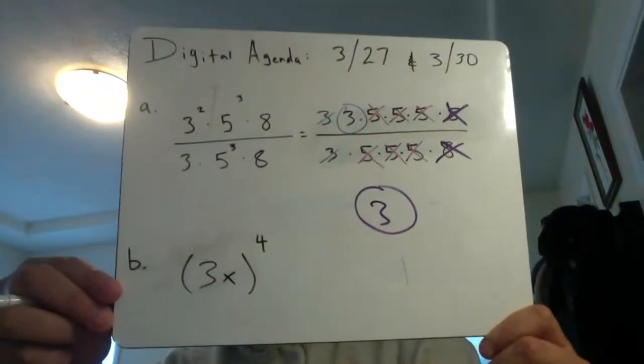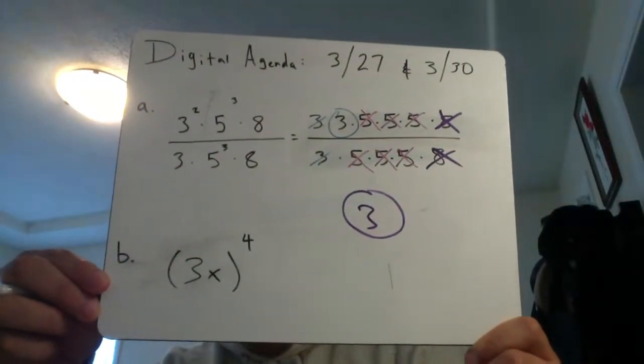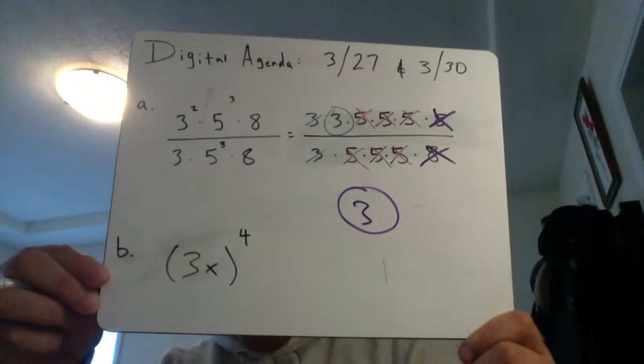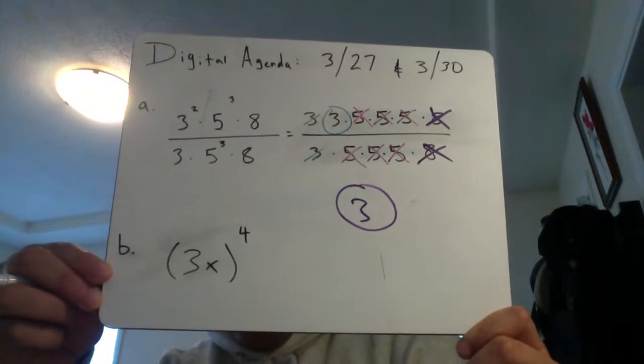Good. Let's look at B. So Jorge, I liked how you said, isn't that just 3 times 3 times 3 times 3, 4 times? It is, but I don't want you to forget your variable. Because remember, everything that's inside the parentheses is raised to the 4th power. So we have 3 times x all raised to the 4th power.